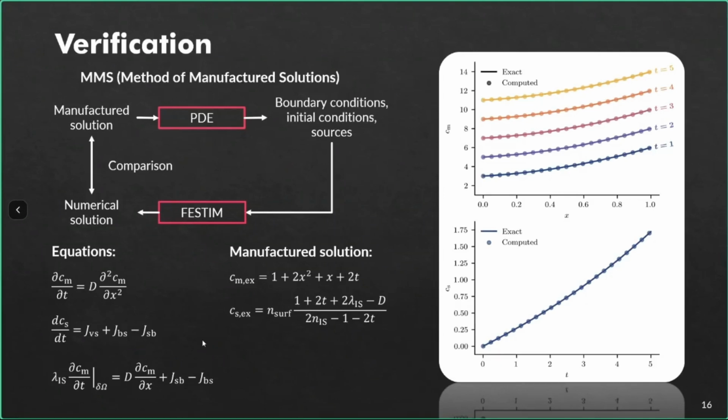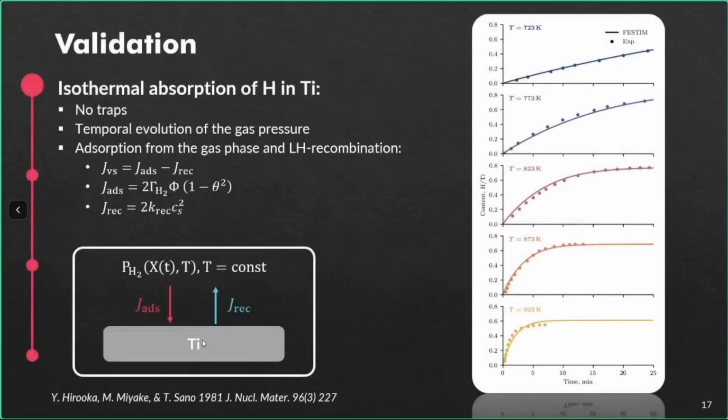Validation was done against 4 experiments. The first one is the isothermal absorption of hydrogen in titanium that was conducted at 5 different temperatures. It's a relatively simple case since no traps were considered in the bulk, and there are only 2 surface processes, namely dissociation of hydrogen molecules and recombination of Langmuir-Hinshelwood type. And in the figure, you can see that FESTIM reproduces the results very well.